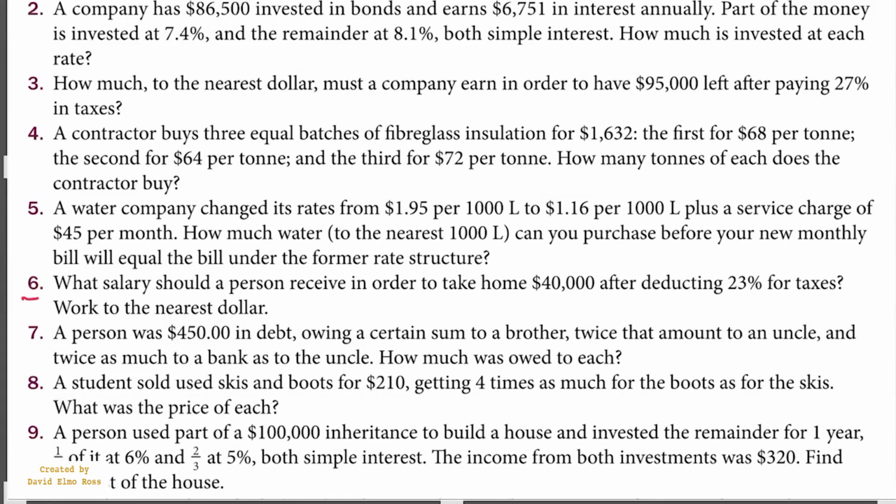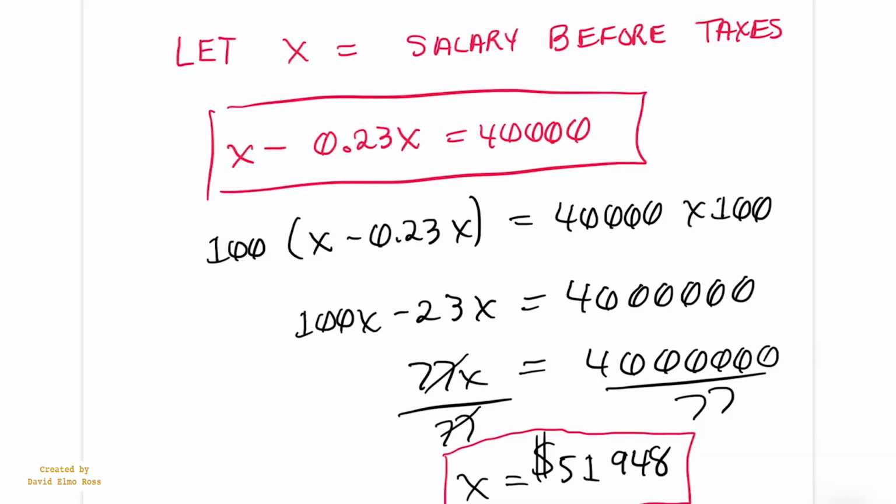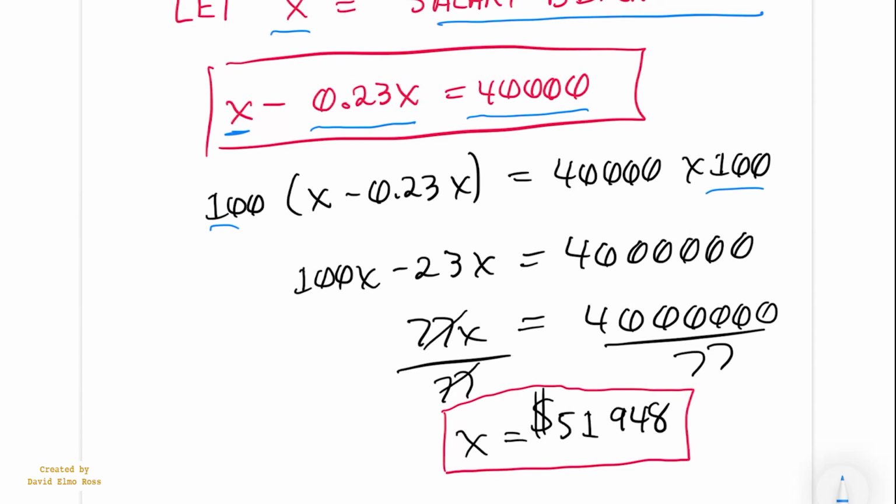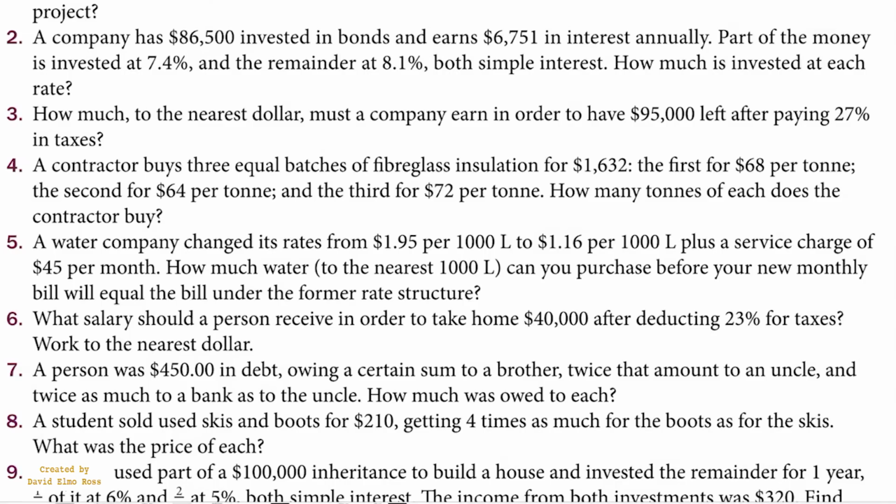Let's take a look at question 6. What salary should a person receive in order to take home $40,000 after deducting 23% for taxes? If we let X equal the salary before taxes, then here's our salary before the tax man gets us. Here we take away 23% of our money to get the amount that we want, which is 40,000. Again, if we multiply each side by 100 and do the math, you should end up with this result here. And if you validate it, you will see that yes, indeed, that is the amount of money you've got to make to get $40,000.